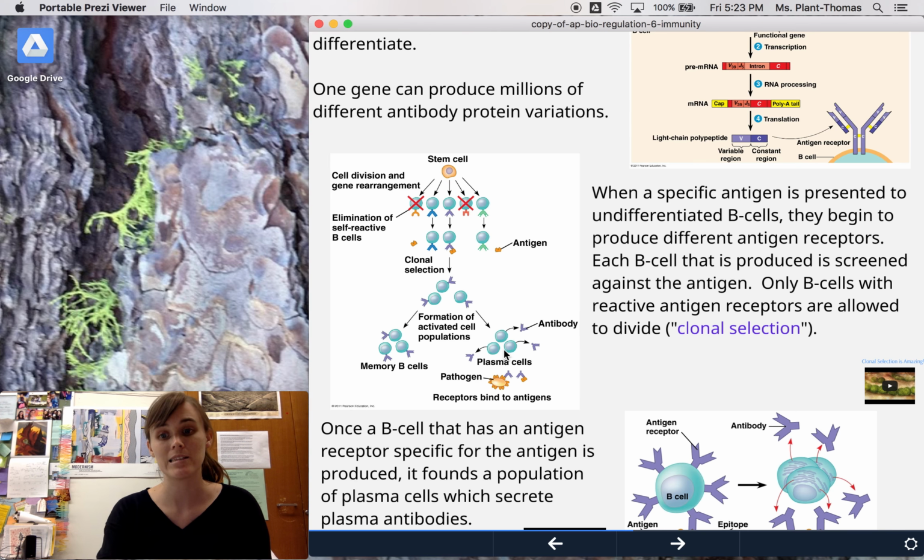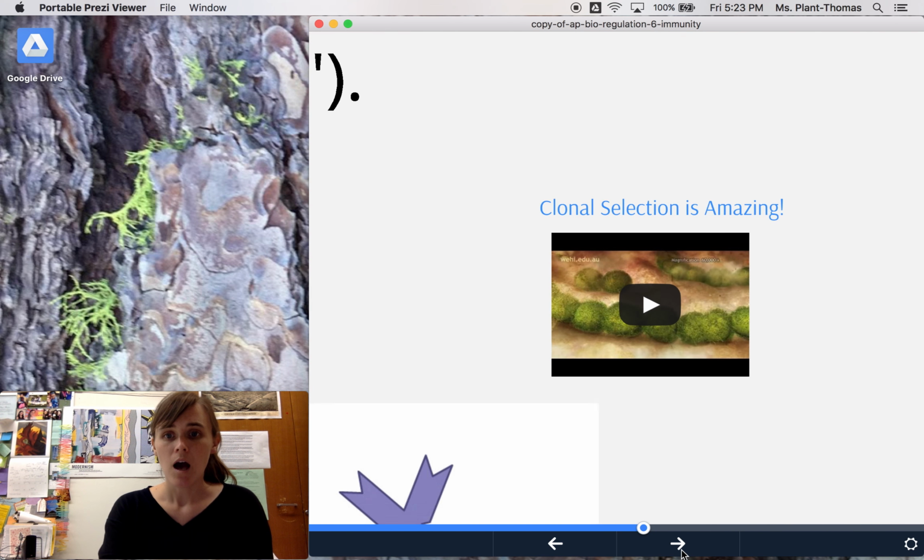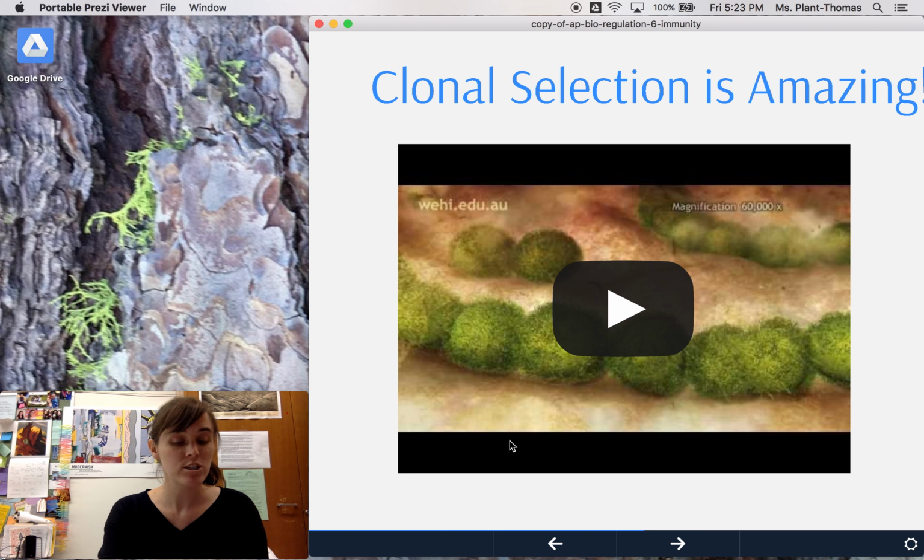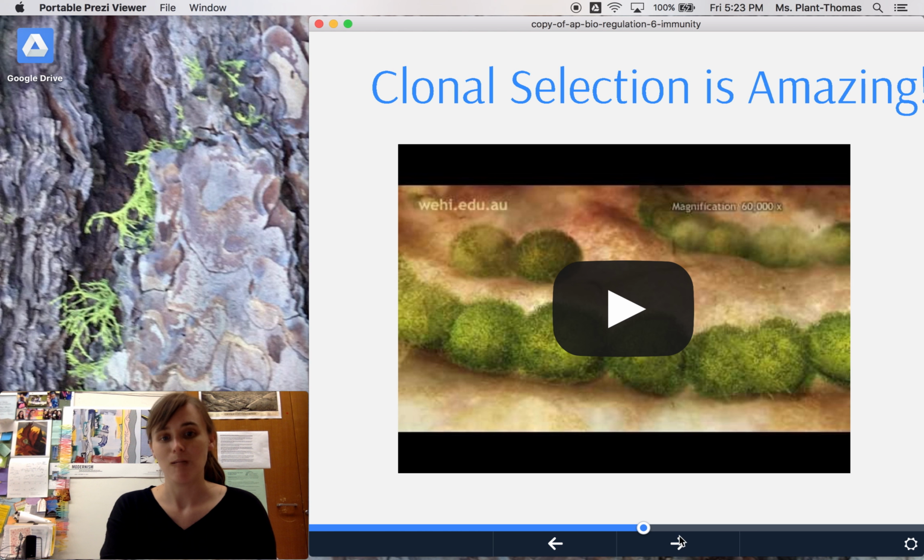They produce tons of antibodies. So here's this video, which is pretty interesting, but I'm not going to have us watch it during the lecture, because you can watch it on your own. You can click on the Prezi that I put a link to in this post, and you can watch this video. It's a visual for clonal selection, and it's pretty cool.